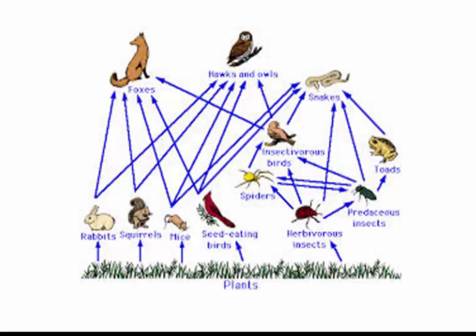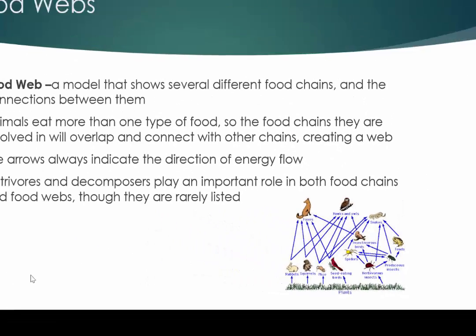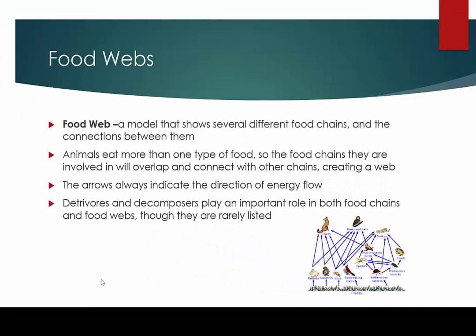Detritivores and decomposers play an important role, as we mentioned, but very rarely are they listed in the food chain itself, and they could really fit in all over the place. Okay, so there's no one spot that they fit into a food web. They could be breaking down your producers, they could be breaking down any one of your herbivores. So they're found throughout your food chain, so they're very rarely listed there.